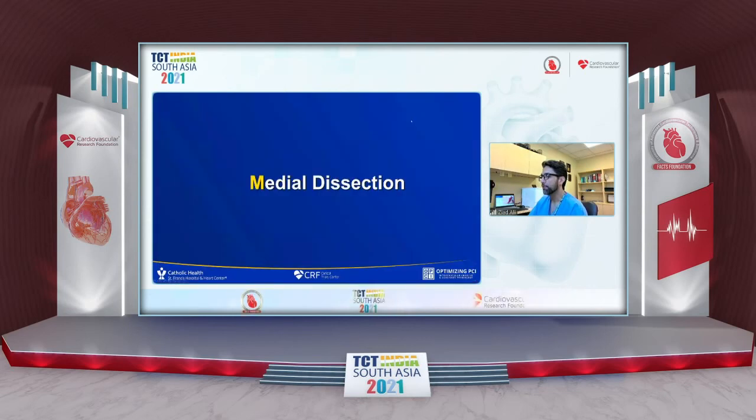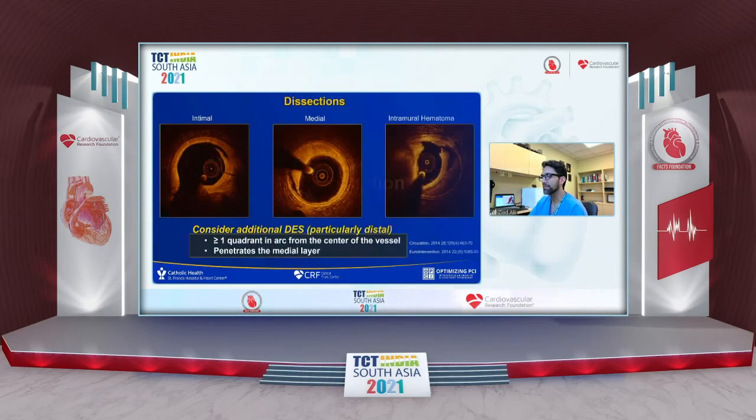For medial dissection, there are 3 types. When we see a dissection into the intima, we really tend to leave these alone. Lorenz Reber and Maria Radu showed that almost 98% of these heal after 9 months. But once we have a medial dissection that penetrates into the media, particularly at the distal edge, there's a risk of progressing into an intramural hematoma, and we strongly suggest stenting these when they're greater than 1 quadrant in arc from the center of the vessel and they penetrate the media.